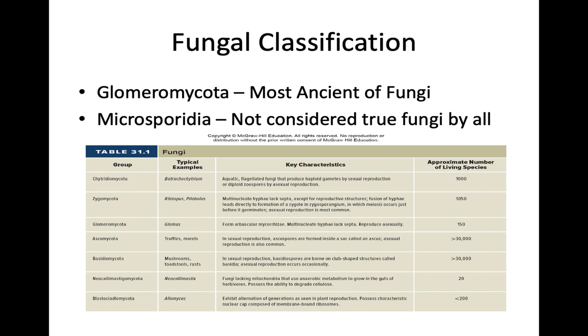There's also the Zygomycota. The Zygomycota are the most common type of the bread molds. This class can be identified by their ability to undergo sexual reproduction, and we'll see that this process is much different than sexual reproduction in animals and plants. We'll talk about that in a second.